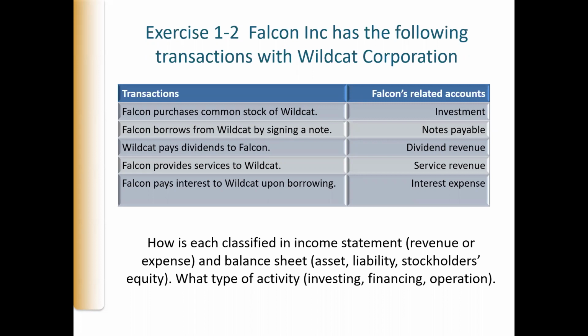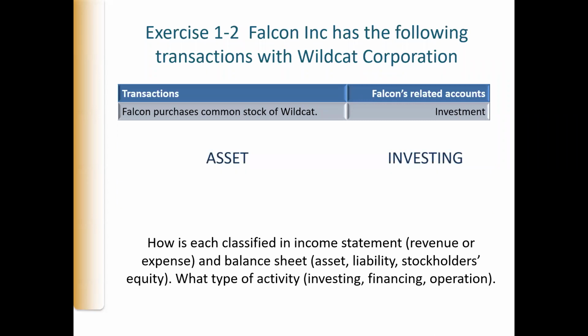And then what type of activity is it? Is it investing? Is it financing? Or is it operating? So the transaction, Falcon purchases common stock of Wildcat. So Falcon isn't purchasing its own stock. It's purchasing another company's stock. And the account is called an investment. So we know this is going to be an asset. And the activity is investing.